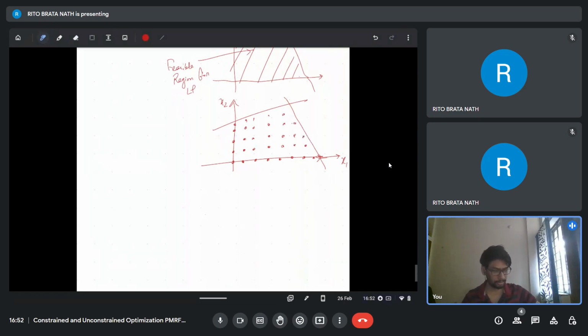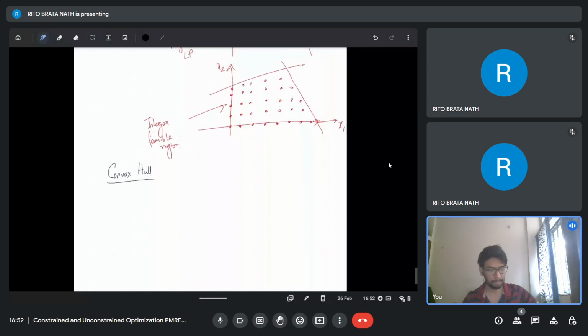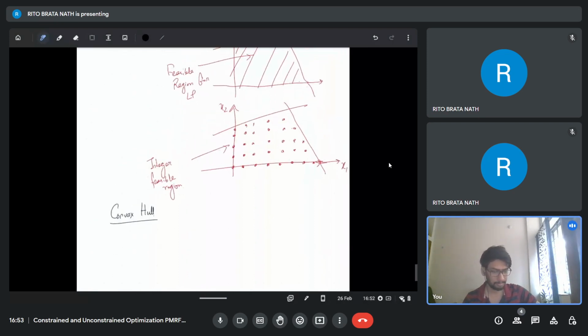Yeah, so these are your integer feasible points. And that's your feasible region now. All the points in between are not feasible, but there is one concept called the convex hull. I think that's not being taught in this course, but it's good to know. If you take a rubber band and stretch it so that these points are exactly covered by it, that's the smallest possible area of the rubber band that can contain all these points. So probably this.